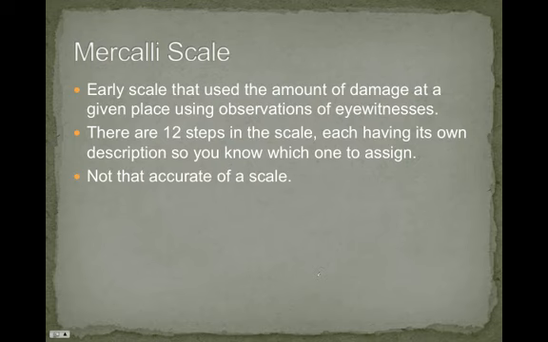It used the amount of damage at a given place using observations by eyewitnesses. There are 12 steps in the scale, each having its own description, so you know which one to assign. It's not that accurate of a scale to compare one earthquake to another, because when earthquakes occur in different locations, you have different soil structure, you have different types of buildings being built. An earthquake in downtown Japan will probably not do as much damage as an earthquake in downtown Nashville, because the buildings in Japan are designed to withstand an earthquake where the ones in Nashville are not.